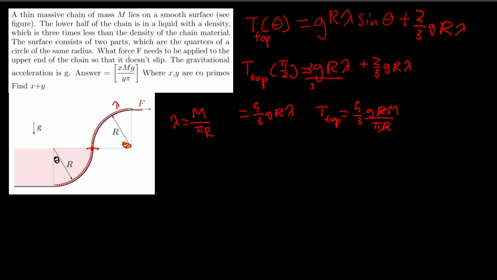And then R cancels out. Forgot to put the R there. There's R here because that's half of the circumference of the circle. Which means the tension at the top is equal to 5/3 mg over pi. 5 and 3 are coprime. 5 plus 3 is equal to 8, and 8 is the answer to this problem. Thank you for watching this video, and see you next time.